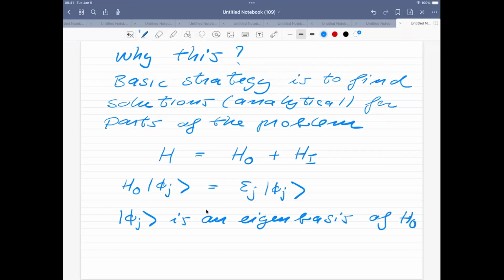Of H0. And it is an ONB. So that means that the problem now gives an orthogonal basis. And this basis is something which we often call the computational basis. This is a pretty common notation in the literature.